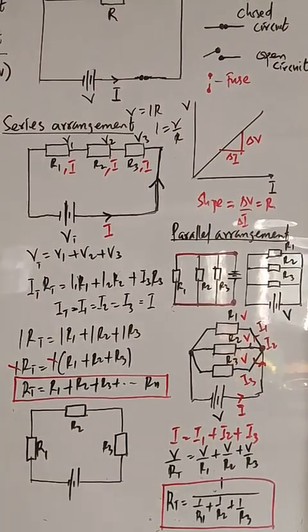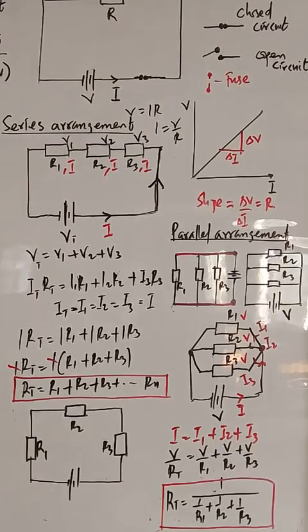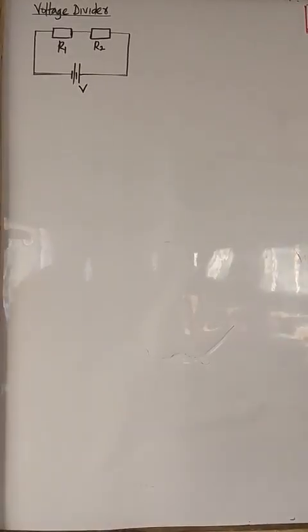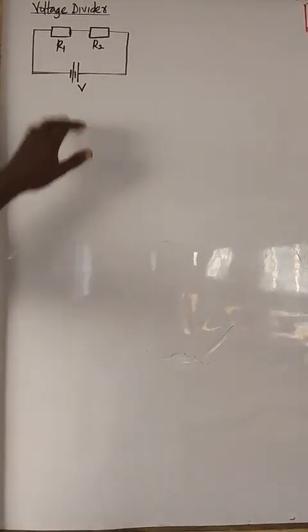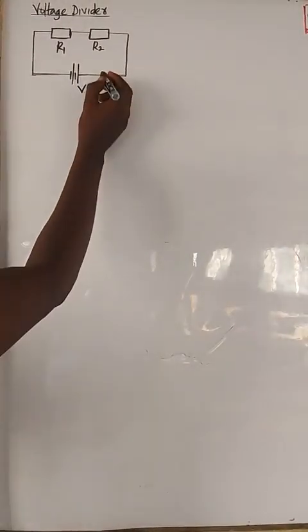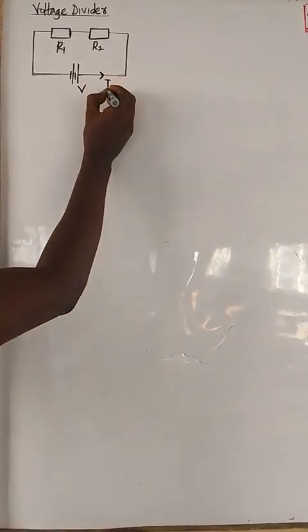Before moving to hybrid circuits, where we have both series and parallel, let's talk about the voltage divider rule between two resistors in series. Let me explain it. Okay, we'll do that now. Suppose we have this simple circuit and it produces a current I.